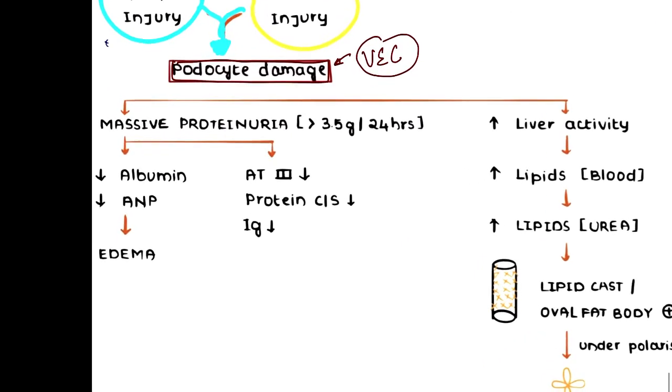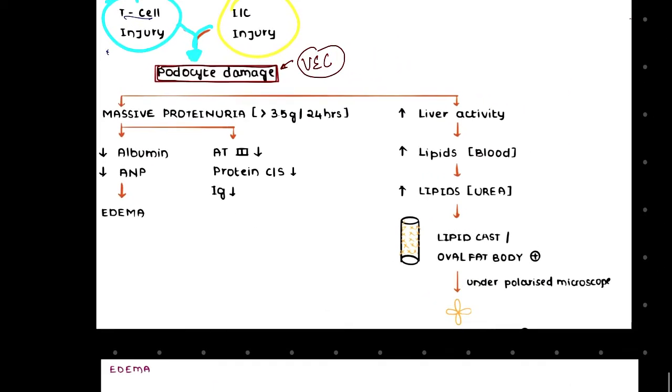Talking about massive proteinuria, the simplest form of protein is our albumin, and there will be loss of albumin. Albumin will be lost, as we have already mentioned.